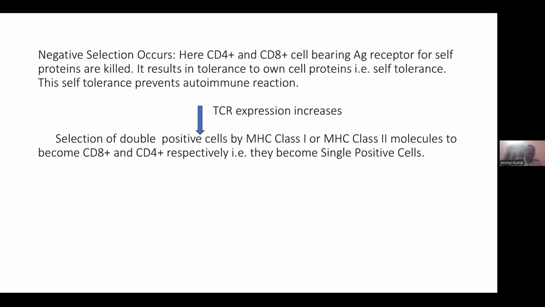So we can say in detail that first there is a double positive stage, then there is negative selection, where T cells reacting with own antigens are eliminated, and again there is a single positive stage. Single positive means that two T cell subsets will form, one having CD4 plus and one having CD8 plus. Thus they will acquire either CD4 plus or CD8 plus along with T cell receptors, through selection by MHC class 1 or MHC class 2 molecules.